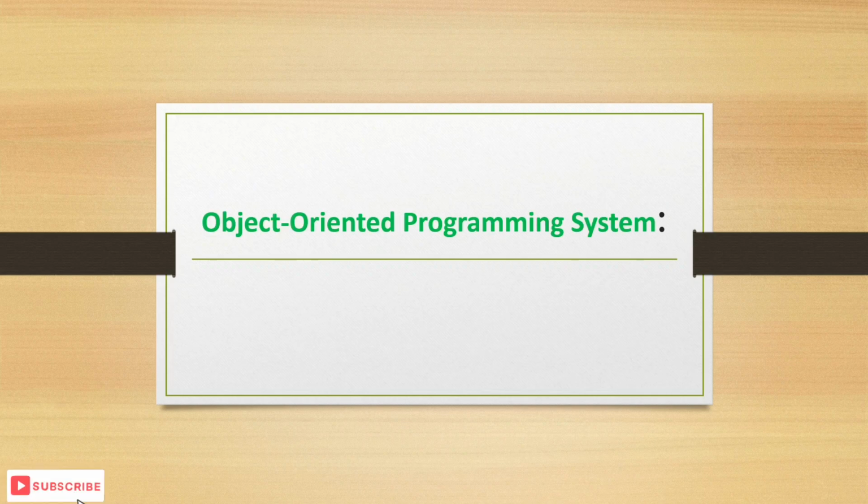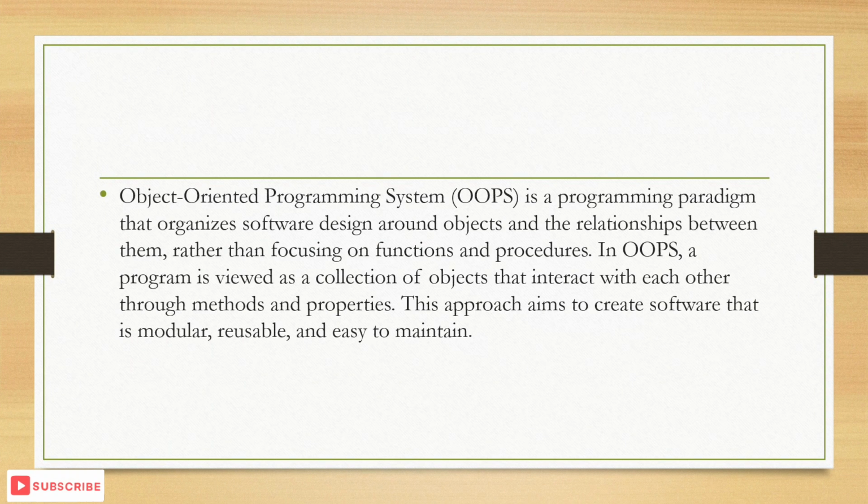So, today I am back with another video on Object Oriented Programming System. So, what is OOPS? Okay, let's discuss further. When we talk about Object Oriented Programming System, it's a programming paradigm that organizes software design around objects and the relationship between them rather than focusing on functions and procedures. Okay, so I know that it was quite complicated for you to understand.